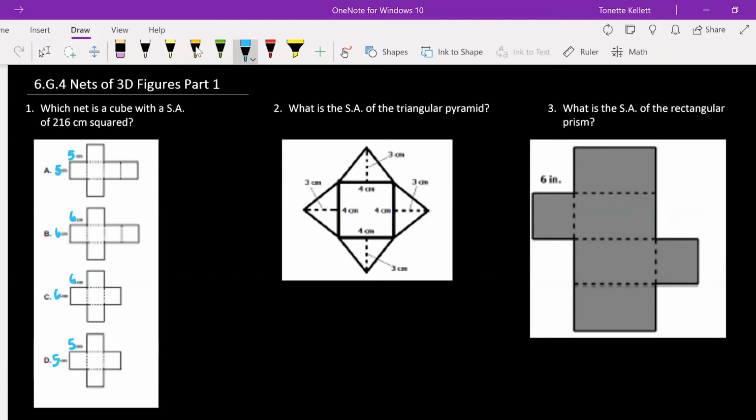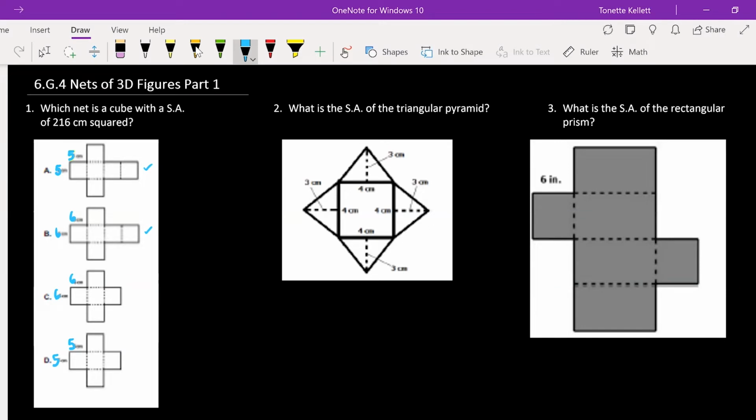Well, first of all, think of a dice. A dice is a cube. How many sides does a dice have? It has 6 sides. So you know it's got to have 6 sides. This has 1, 2, 3, 4, 5, 6. So this top one right here is good. This one only has 4, so it's going to be missing a side.